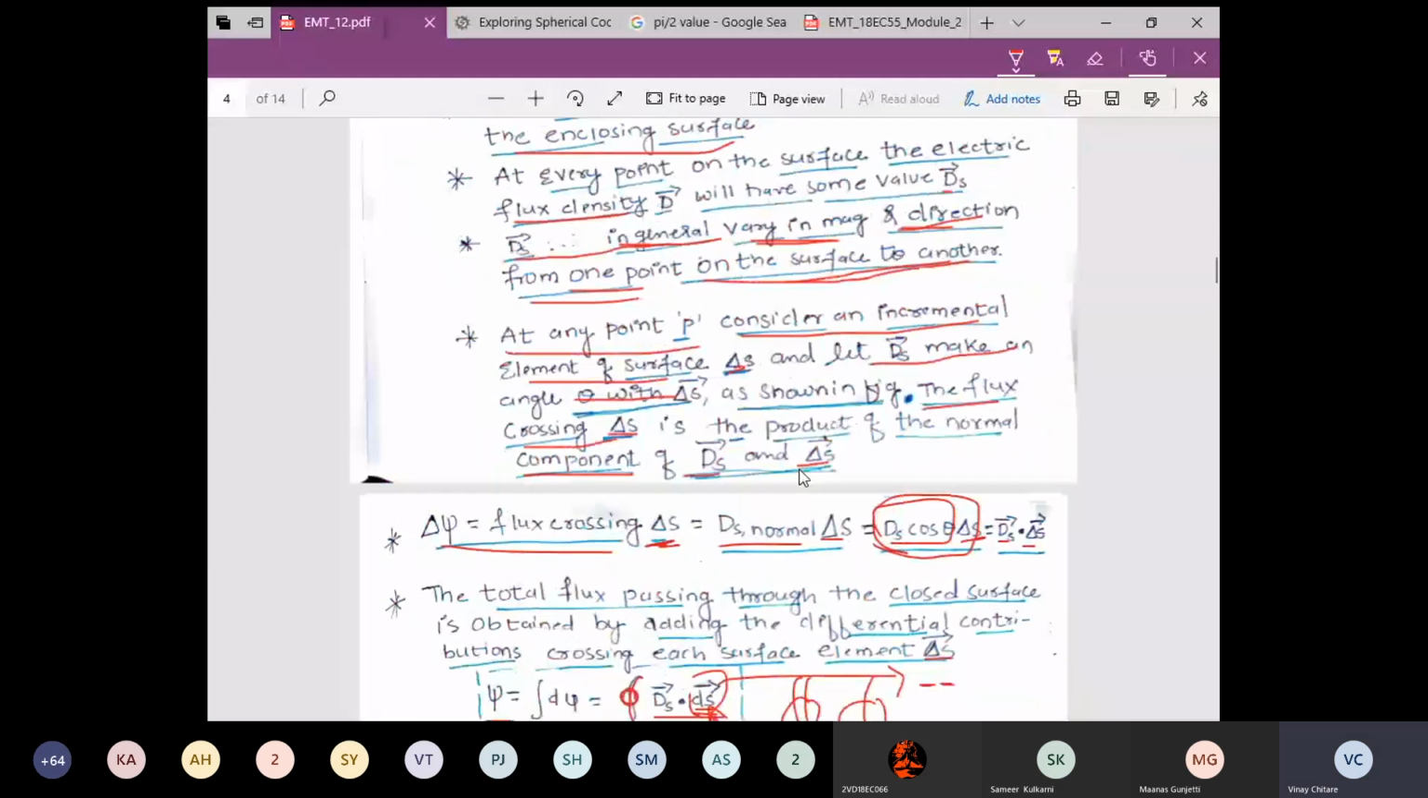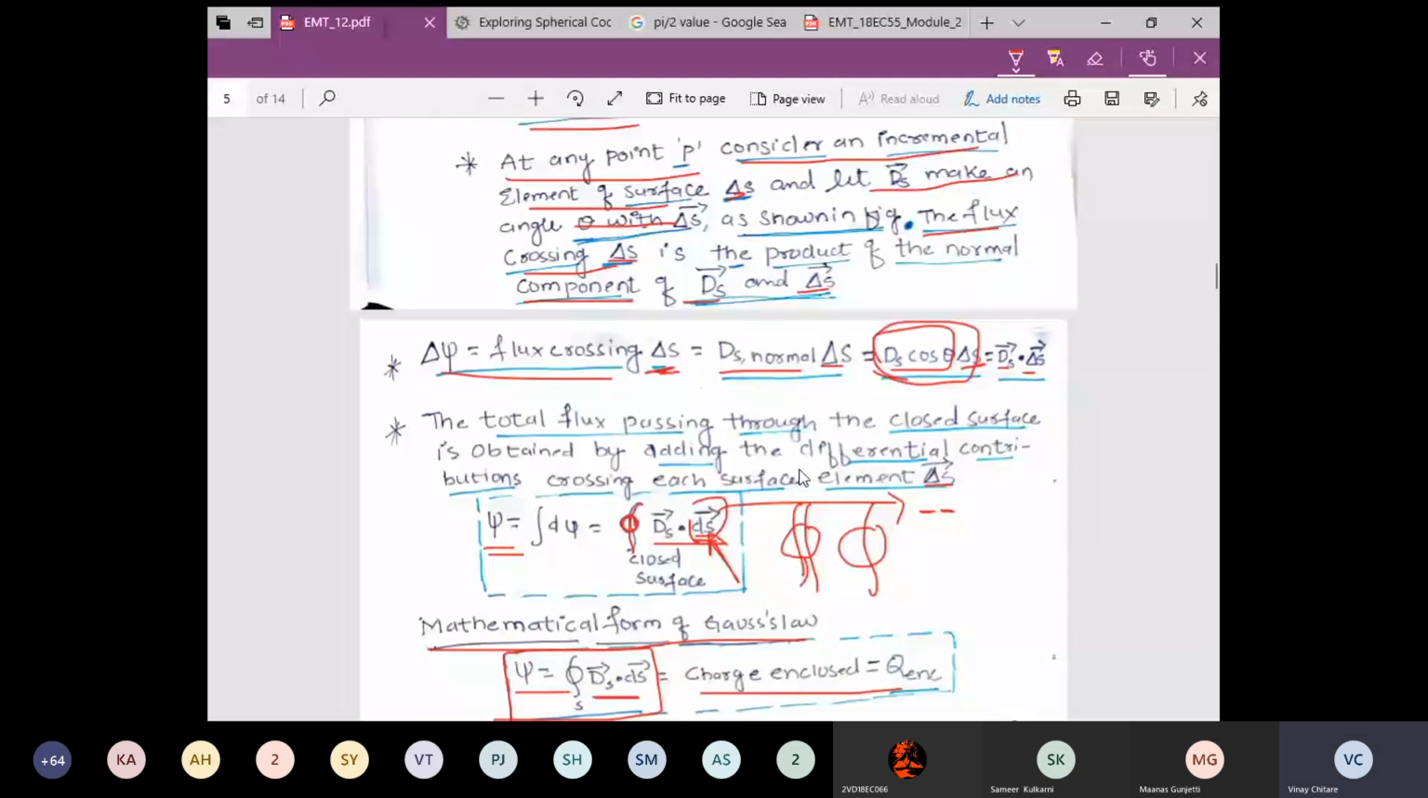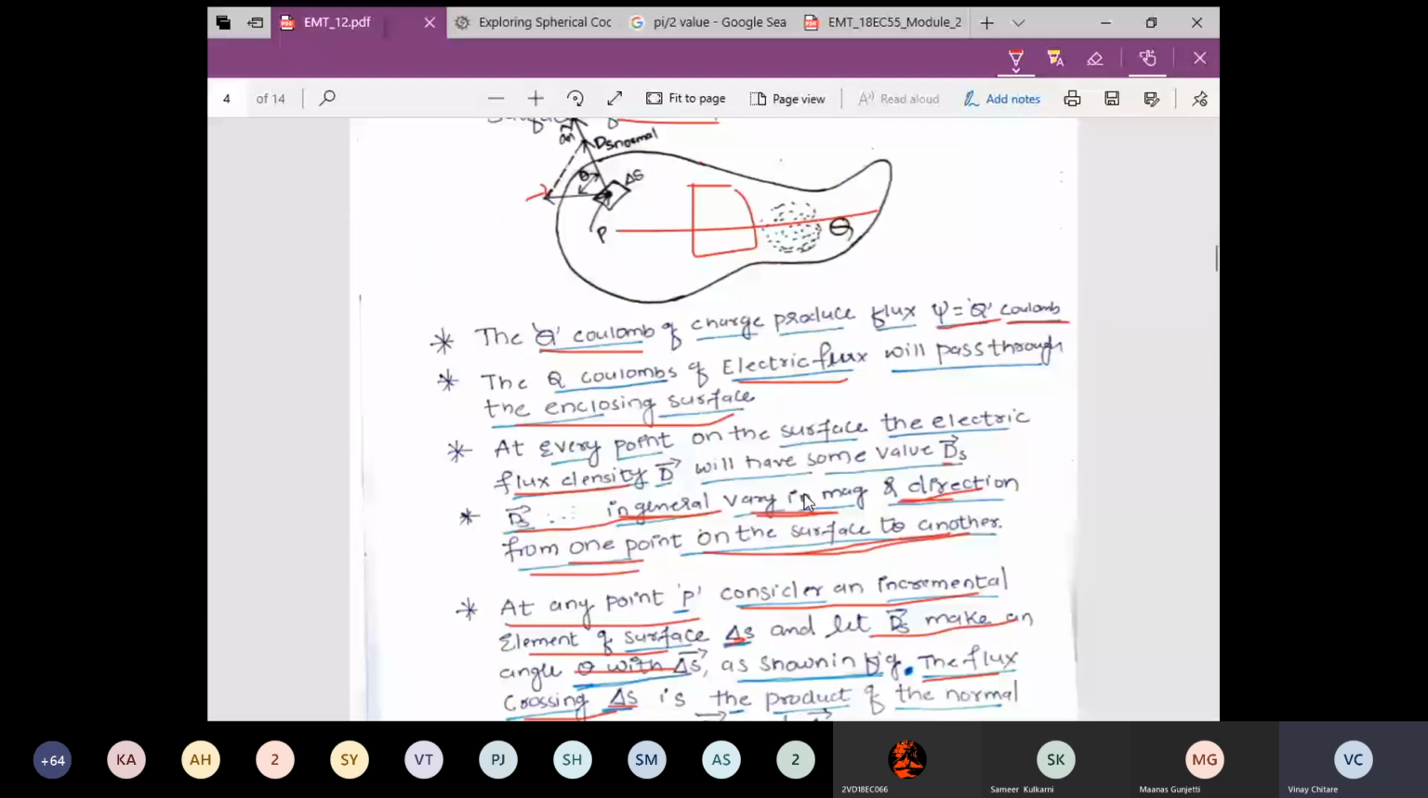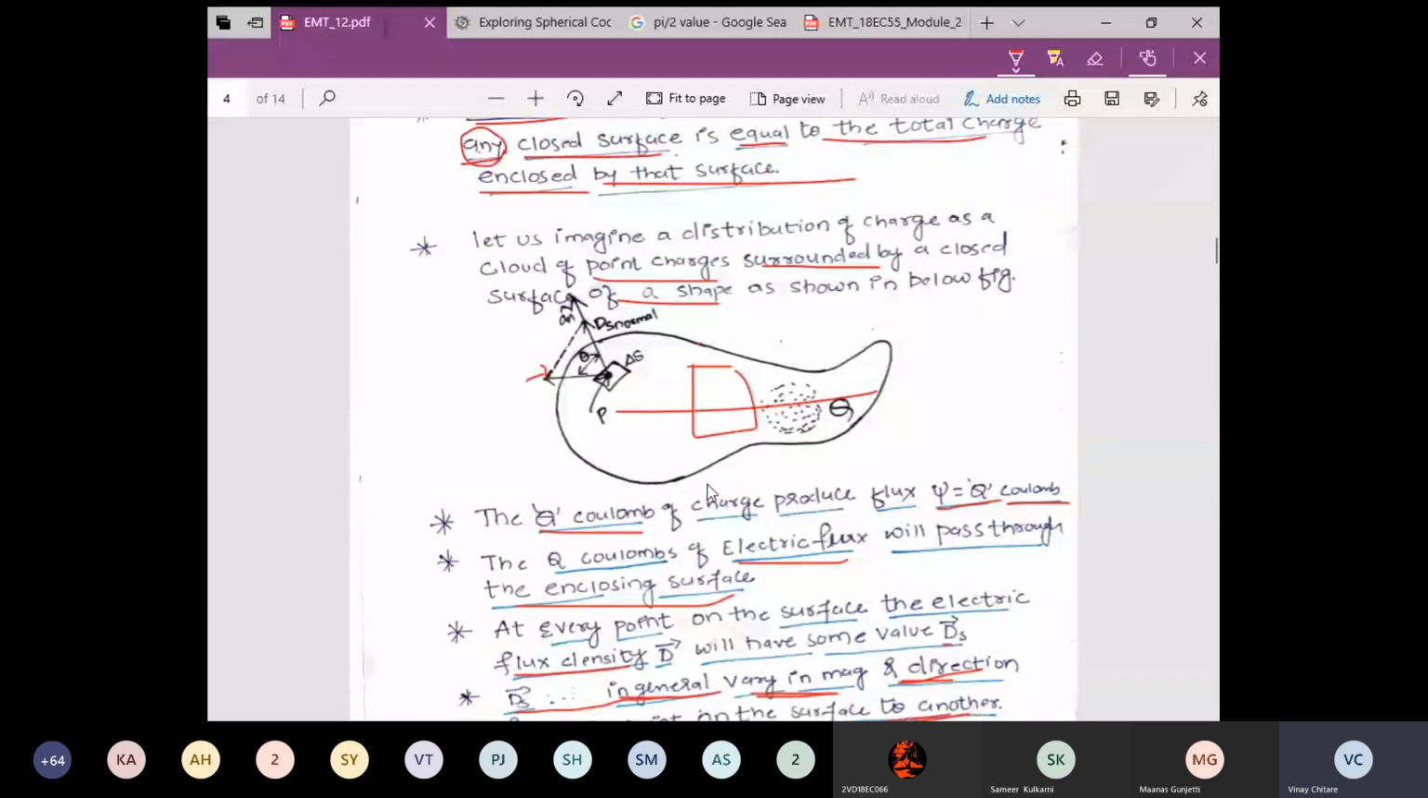Yes, this is Gauss's law. It's really very simple. It says that if you are able to count the total flux crossing a surface, we can tell how much charge is enclosed inside the surface. Or if you know how much charge is enclosed inside the surface, we can tell how much flux is crossing that particular closed surface.